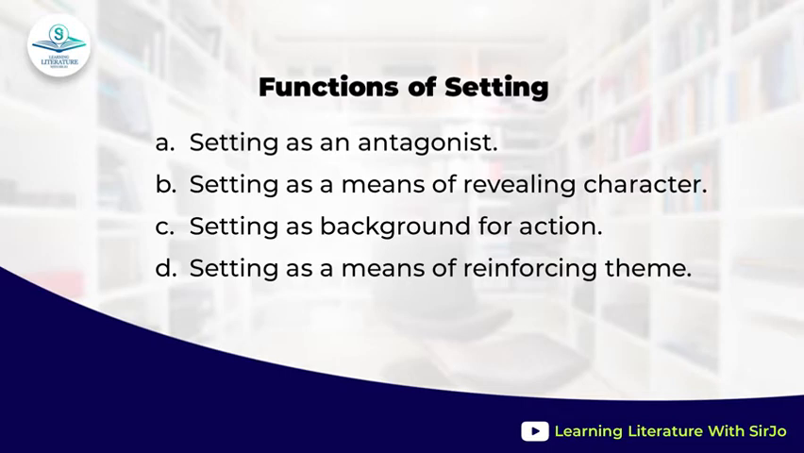What do we mean by setting as an antagonist? Setting can function as an antagonist, an opposing force to the protagonist, in that in stories where we have conflict between characters and nature, then nature becomes the causal agent or the antagonist. So if the setting, that is nature in the story, is against the character or the protagonist, therefore the setting becomes antagonist. Setting functions as an antagonist.